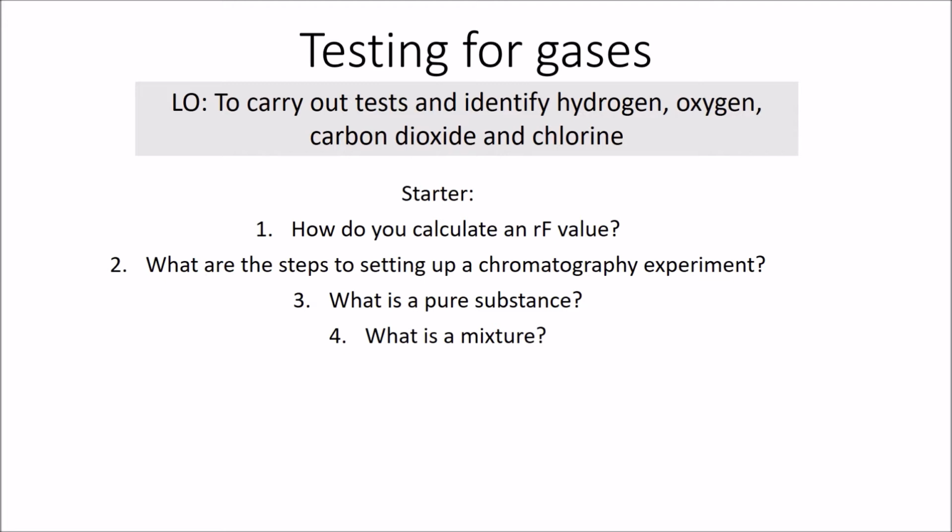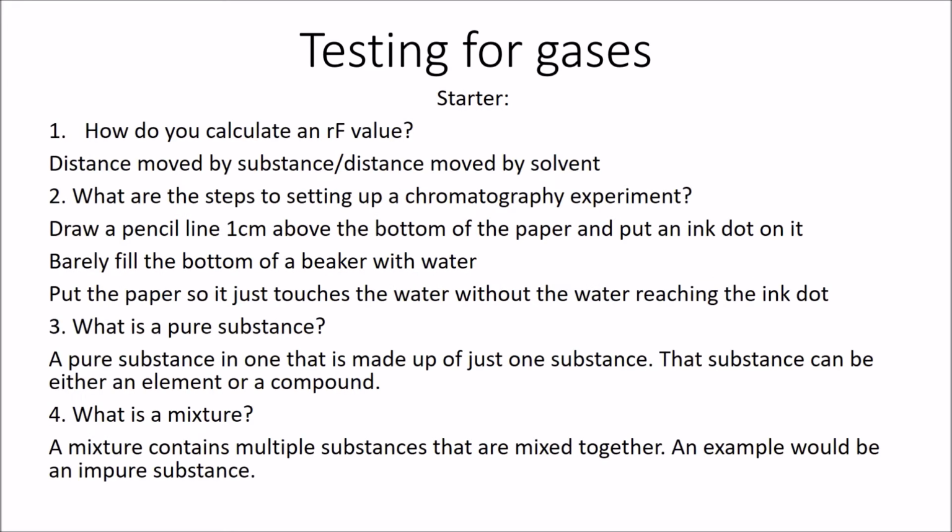Okay, let's go through the answers. So number 1, RF value is the distance moved by the substance, so that specific ink or substance if you're doing an experiment using something else, divided by the distance moved by the solvent. So that can either be water or ethanol as the other solvent that's used most commonly.